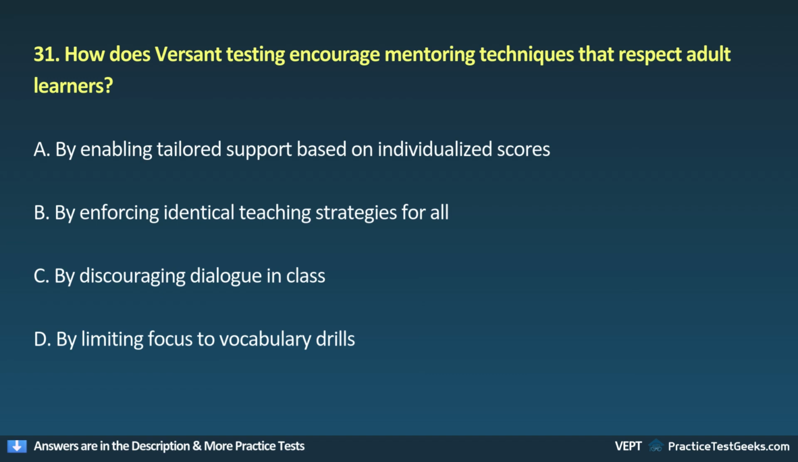31. How does Versant testing encourage mentoring techniques that respect adult learners? A. By enabling tailored support based on individualized scores. B. By enforcing identical teaching strategies for all. C. By discouraging dialogue in class. D. By limiting focus to vocabulary drills.